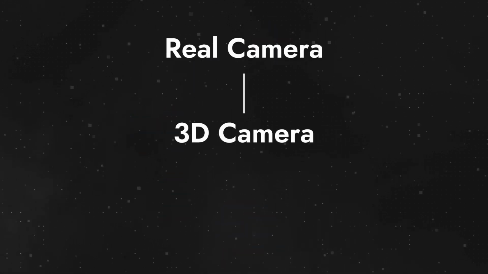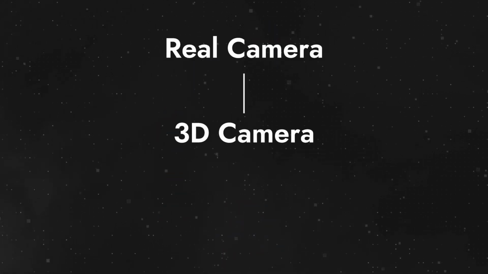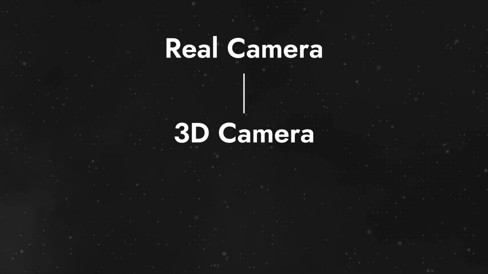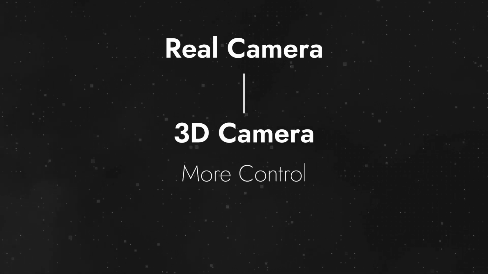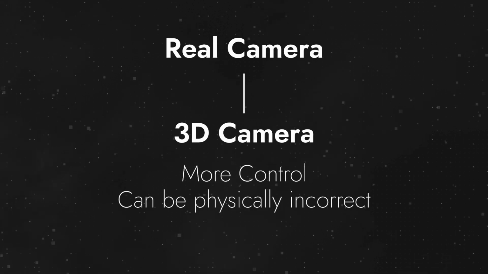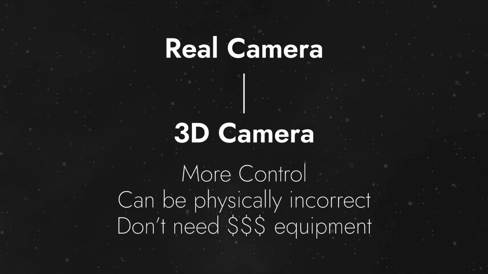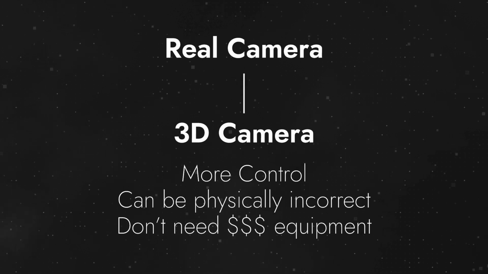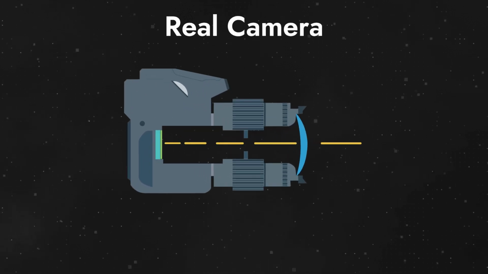Cameras in 3D simulate real cameras, so if you know the basics of photography, it will be easy for you. But in 3D you are not limited to a physically correct simulation of a real camera. You can go far beyond correct to achieve desired results, or use settings for which you would need thousands of dollars worth of equipment. So let's understand how a real camera works.